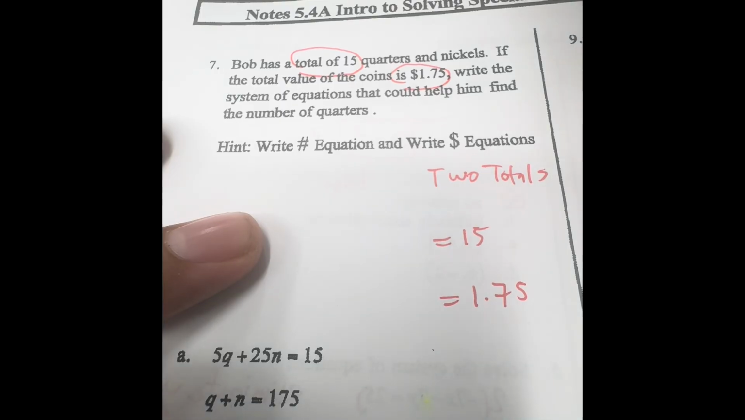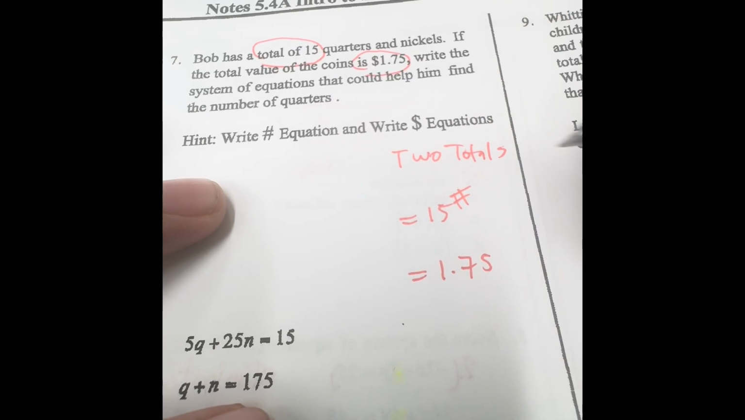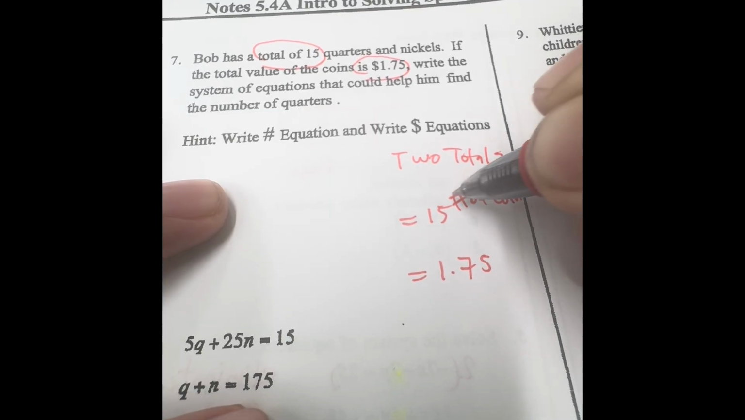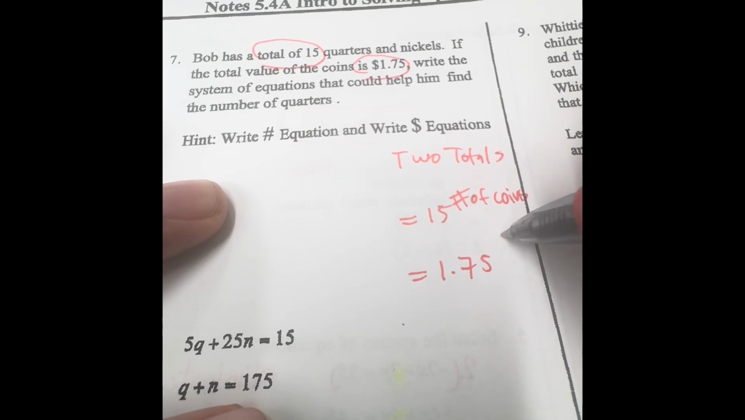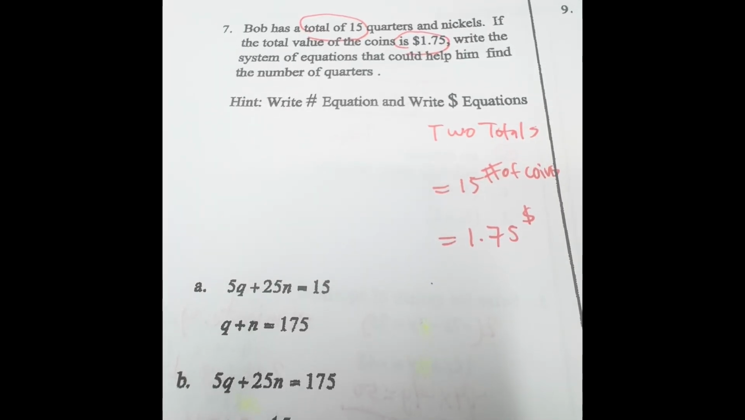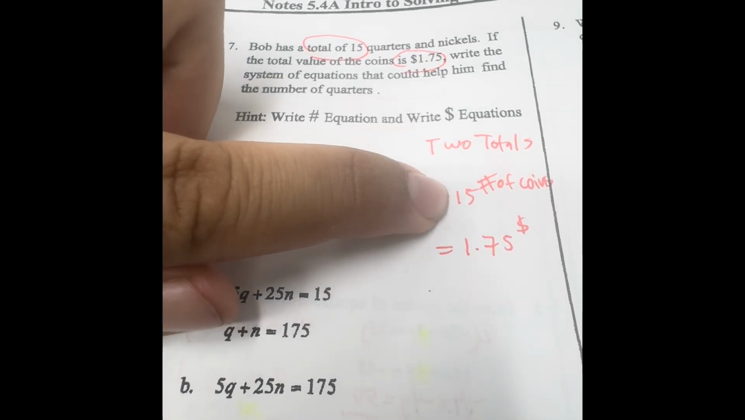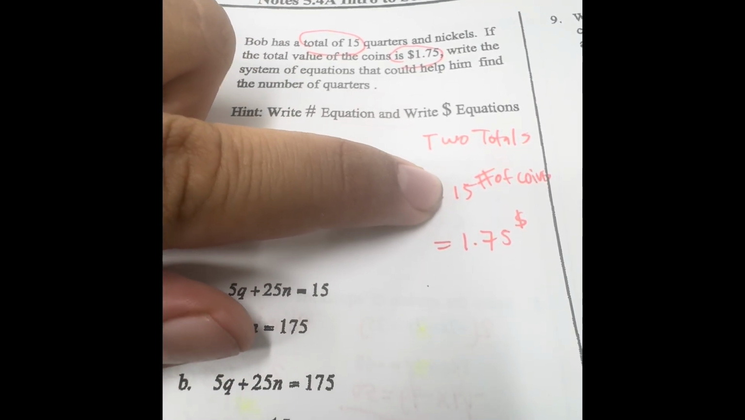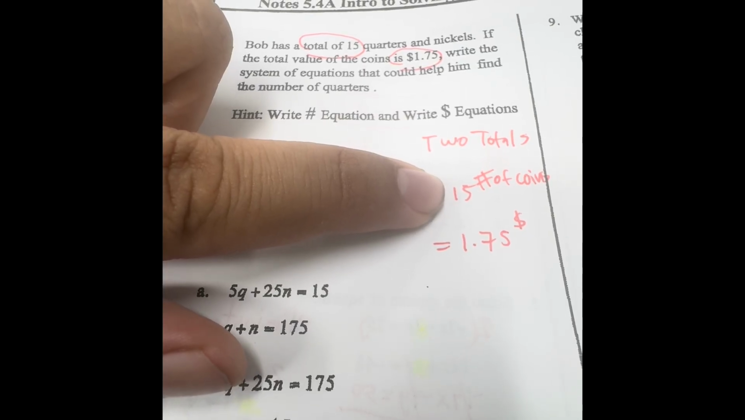One's counting the coins, so the number of coins, that's the number sign right here, number of coins. And the 175 is the dollar amount they're worth. So just consider that. For the first equation, whenever you're counting coins, if we're going to count 15 coins, we don't care how much each coin is worth. We just care how many of each type of coin you have.